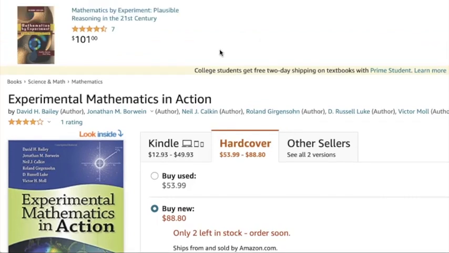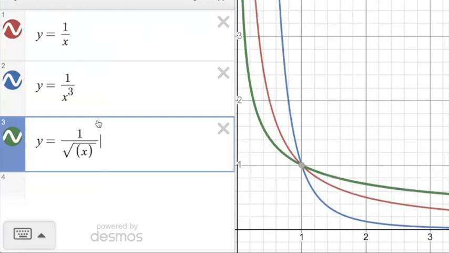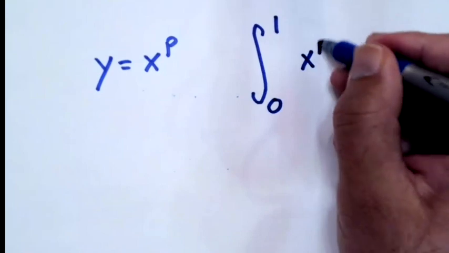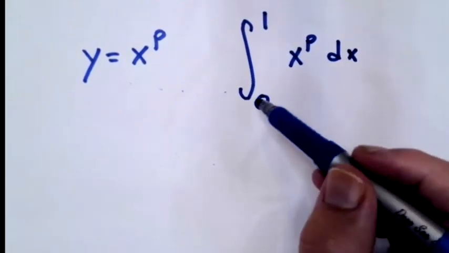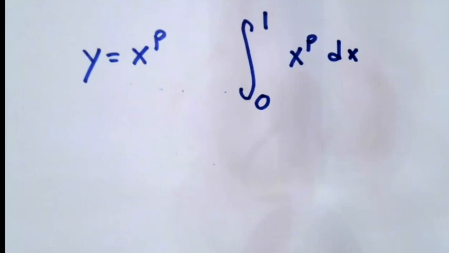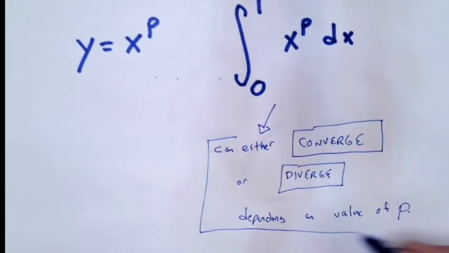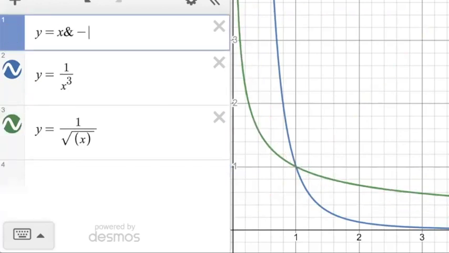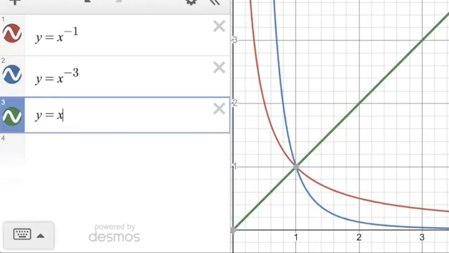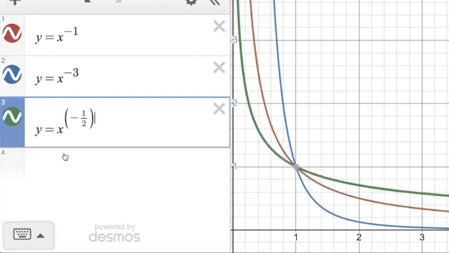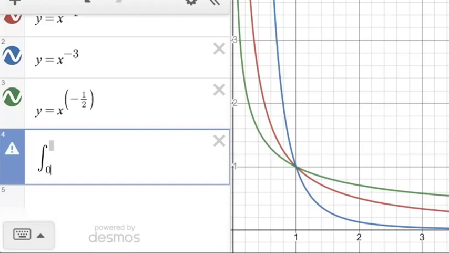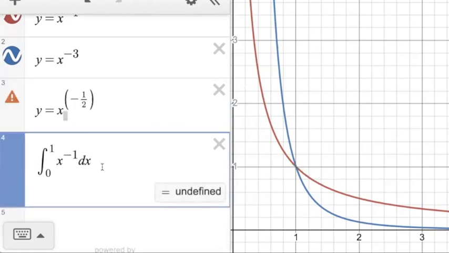So I want to start by looking at something familiar from Calculus 2, which is if I have three different curves, and I can write each of these curves as a power function. So I'm going to be thinking about curves that have the form y equals x to the p, where p is a real number. And depending on the value of p, the definite integral from 0 can either converge or diverge. We could look at our three power functions here, x to the -1, x to the -3, and x to the -1/2. And we could set up an integral from 0 to 1 of x to the -1 dx, and it tells me that's undefined.